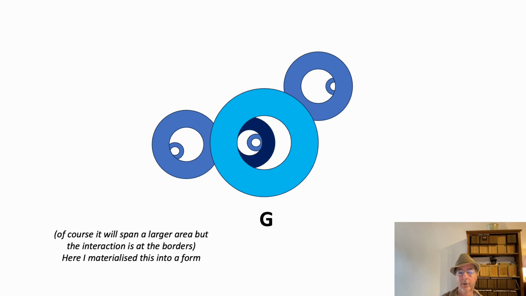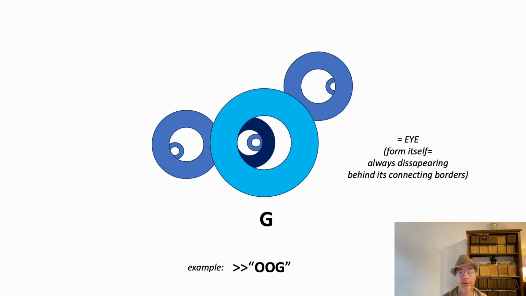Of course, in general, the G will span a much larger area, but the interaction itself will always be somewhere at the borders, and so I materialize this into this form. It fits actually very well with the image and the word oog, the Dutch word, which means eye.